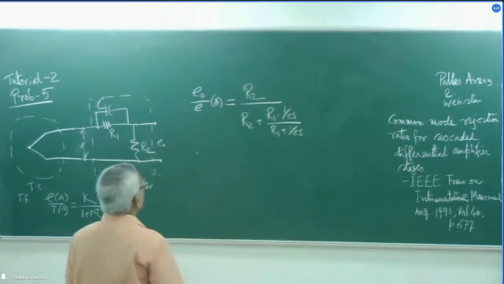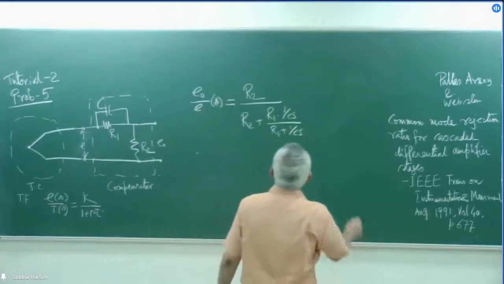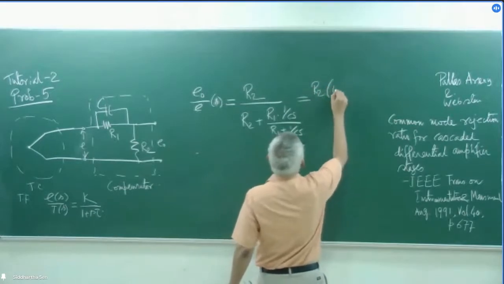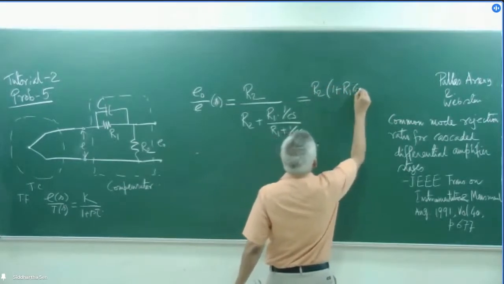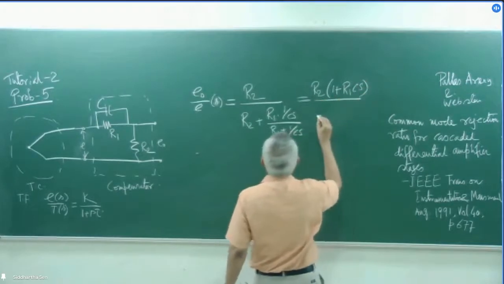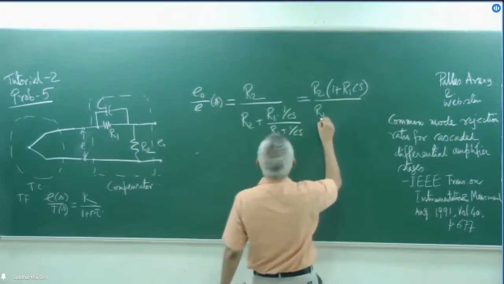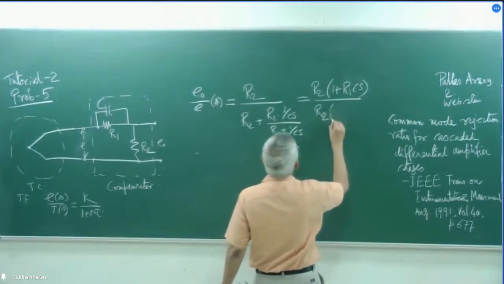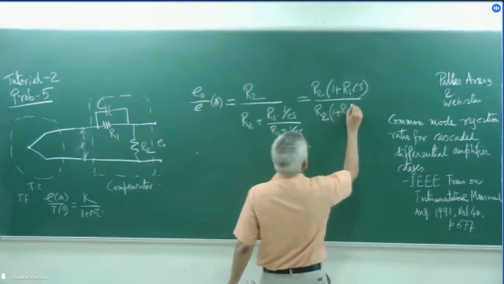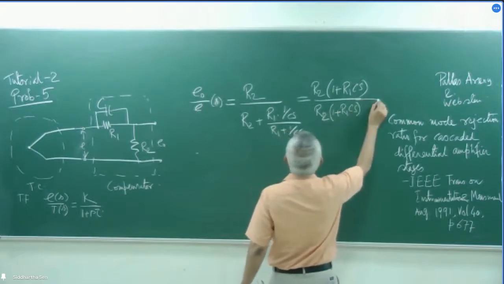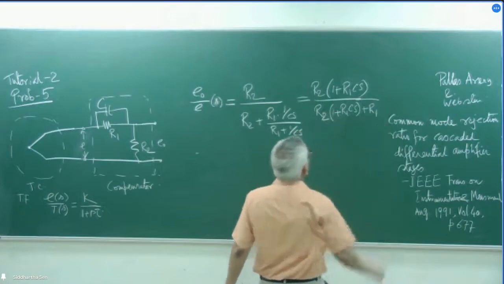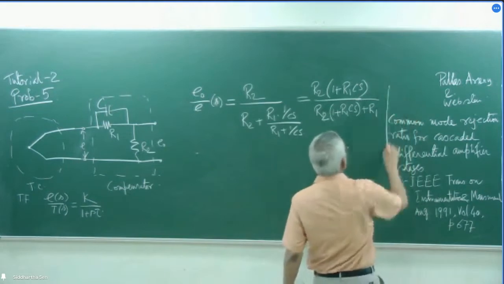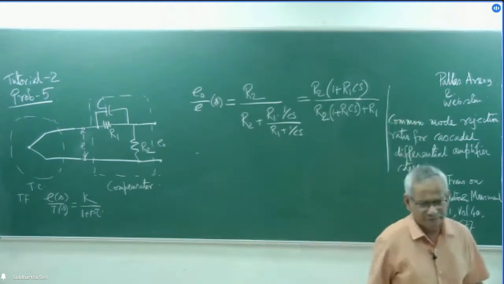Okay. So what is the value here? It is R2 into 1 plus R1 CS divided by R2 into 1 plus R1 CS plus R1. Let's check whether I have written it correctly or not. Is it okay?